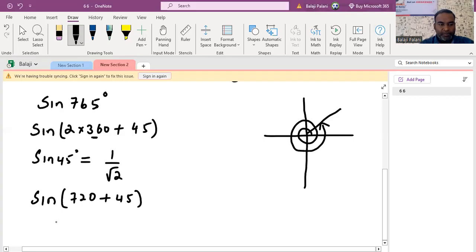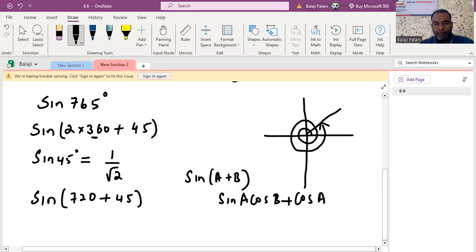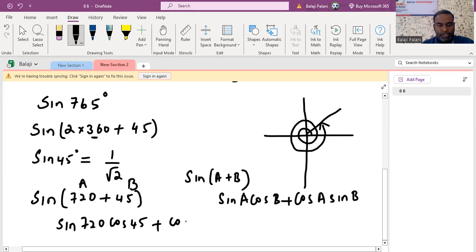So sin of 720 plus 45, we know that sin of a plus b is sin a cos b plus cos a sin b. Using this formula, we can find the value of sin 765. So A is 720 and B is 45 degrees. Now let's substitute in the formula. Sin A cos B plus cos A sin B. A is 720, B is 45.